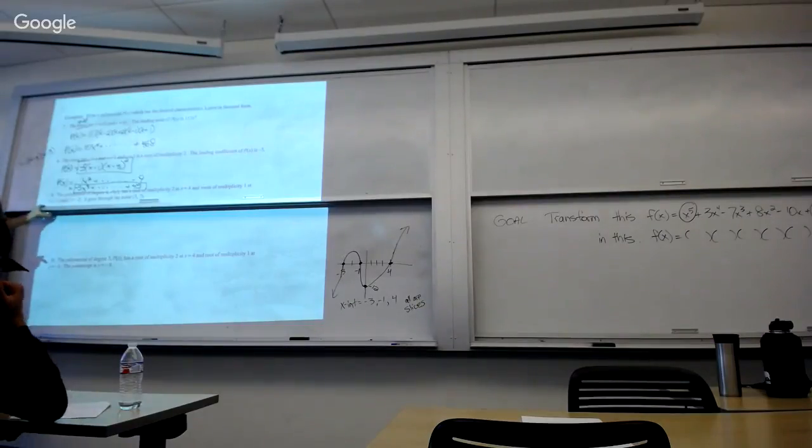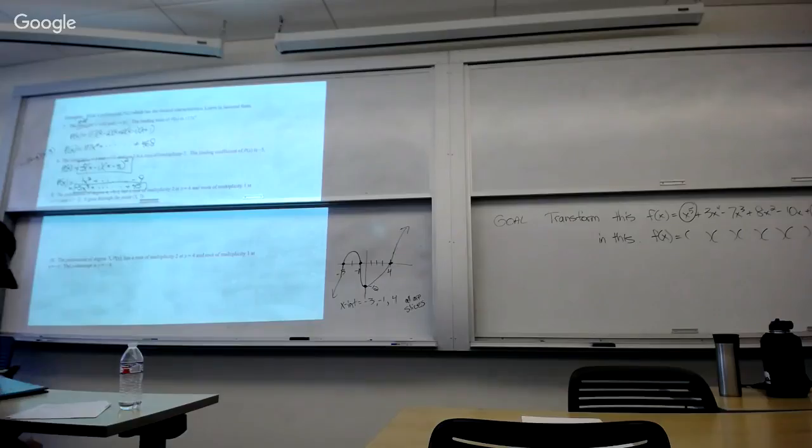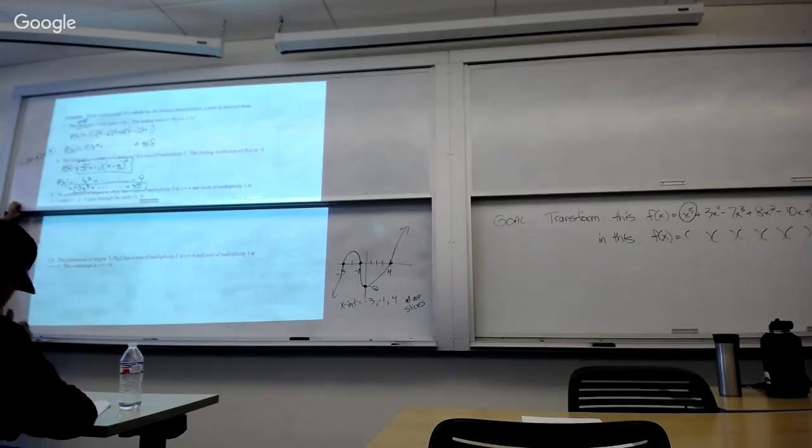Okay. So we call that building a function with the desired characteristics. You notice that's what they said. Write a polynomial with the desired characteristics. I'll tell you, desired characteristics. Okay. So let's try number 9.